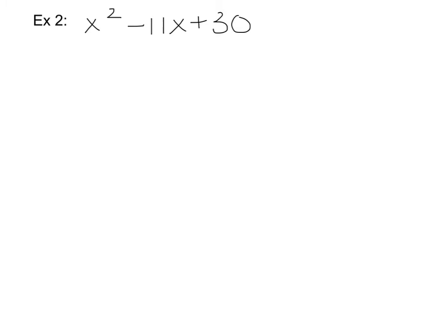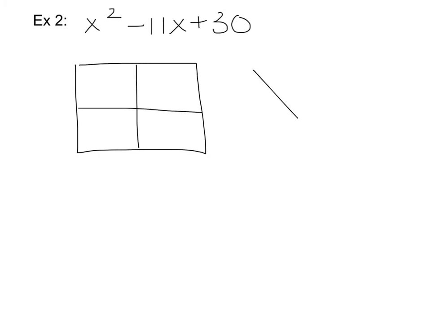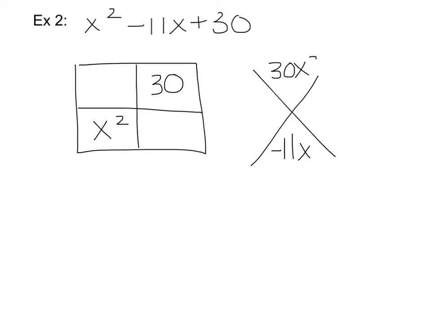Our second example is x squared minus 11x plus 30. So I'm going to draw my rectangle. I'm going to draw my x. First term goes in the bottom left. Last term, top right. Middle term, bottom of the x. And you multiply the diagonal. So x squared times 30 gives me 30x squared in the top.